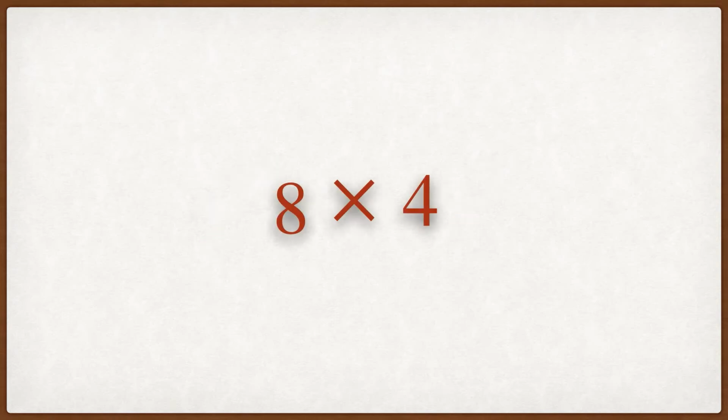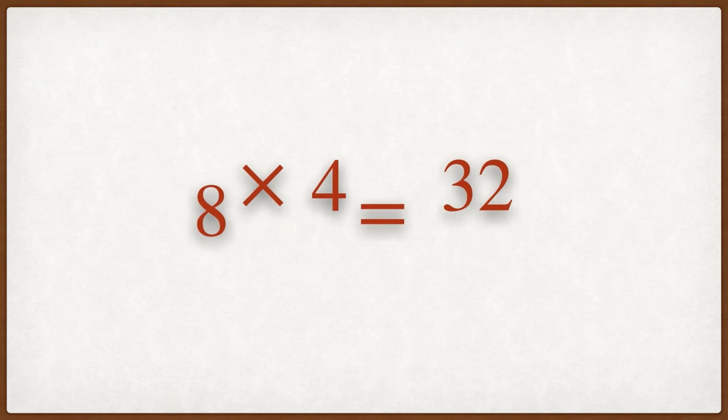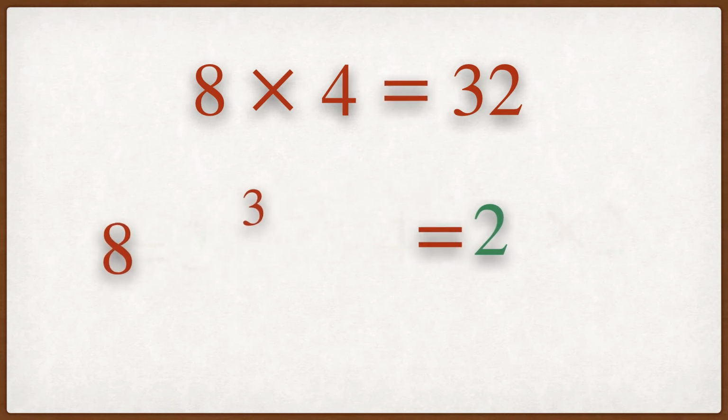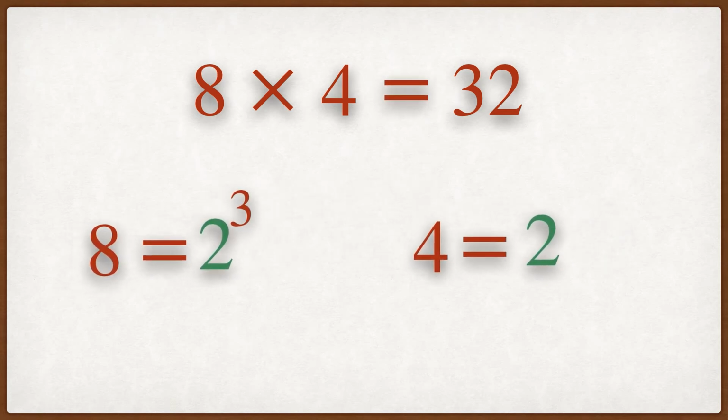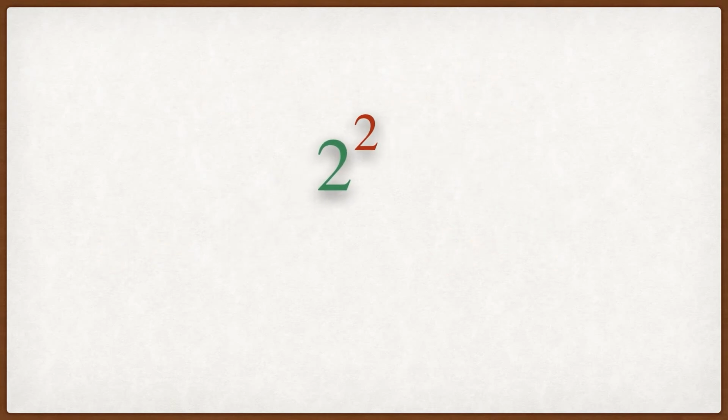Consider multiplying 8 times 4. 8 times 4 is 32. We can now do this calculation in index form too. As you know, 8 can now be written as 2 to the power of 3 in index form. 2 times 2 is 4, so 4 can be written as 2 to the power of 2 in index form. Any power of 2 is referred to as squared. So we can simply refer to this term as 2 squared.